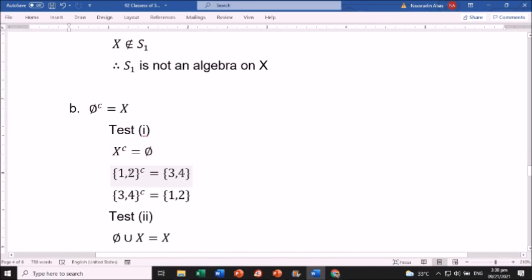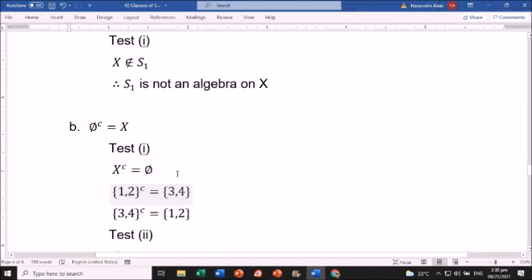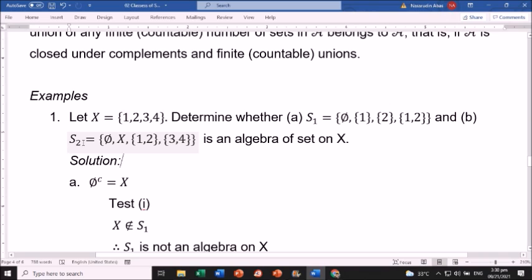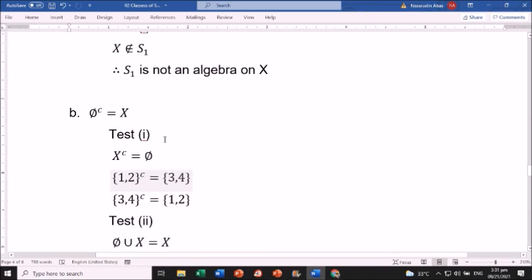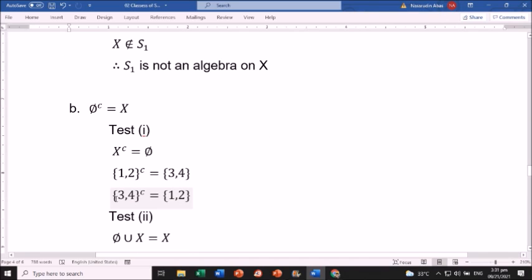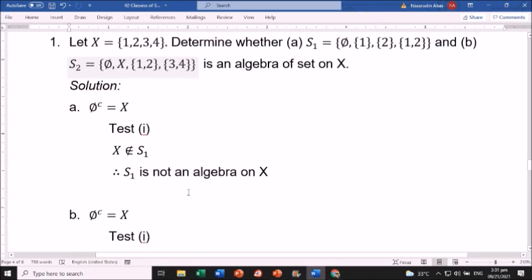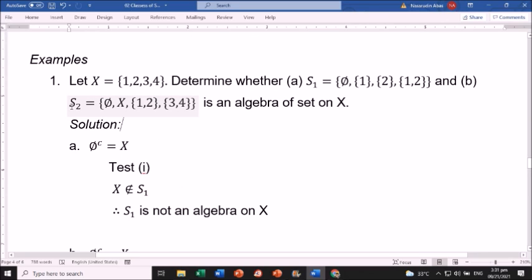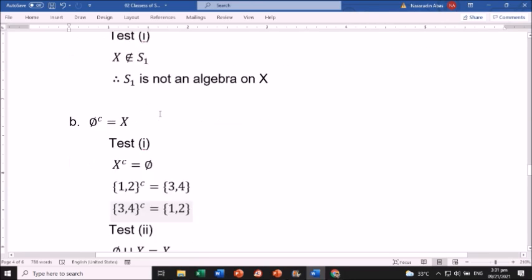And then next, we will get the complement of the set containing 1 and 2. So the complement of that is the set containing 3 and 4. Containing 3 and 4, nandyan pa rin sa S sub 2. Wala tayong problema dun. And then the complement of the set containing 3 and 4 is of course the set containing 1 and 2. And then this set can also be found in the S sub 2. So walang problema. So lahat ng complements ay nandyan, makikita pa rin sa S sub 2.